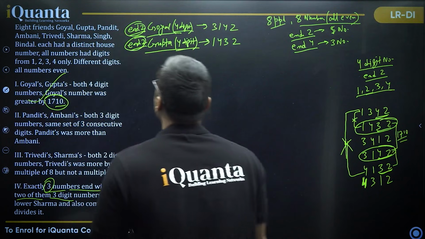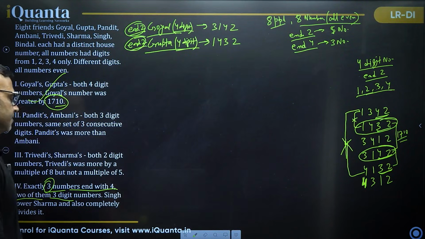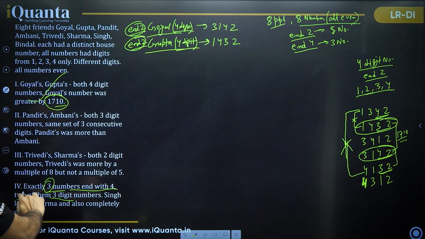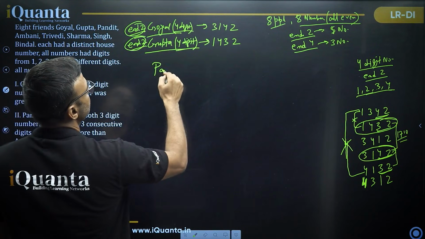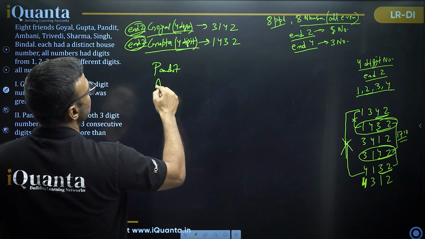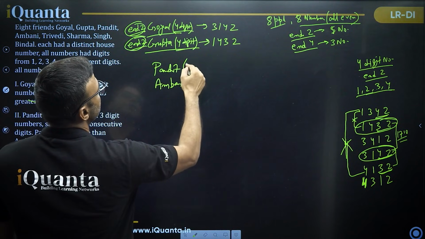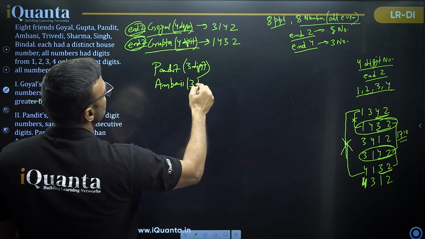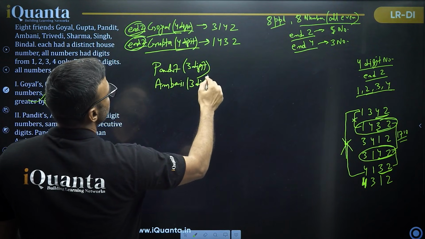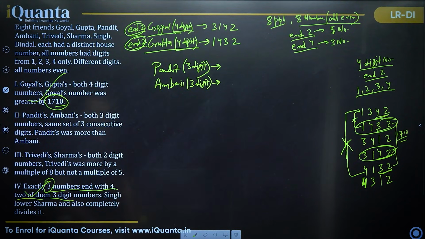So, we have used this information and we have got two house numbers of 4 digits. And we have used this also, half of it. Pandit and Ambani, both are 3-digit numbers. So now we write Pandit, Ambani, and both are 3-digit numbers.